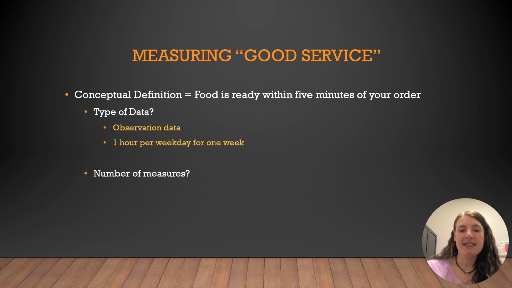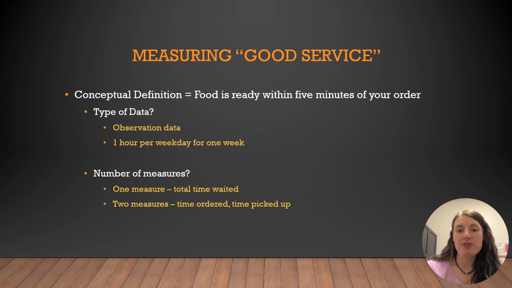The next thing I need to decide is whether I will need multiple measures or if I can measure my conceptual definition with a single measure. Consider these 2 ideas. On one hand, I can start a timer every time a customer orders and then stop the timer when they pick up their food. Anything over 5 minutes would count against good service. On the other hand, though, this may get confusing because what happens if a customer orders immediately after another? I would need multiple stopwatches and that could get confusing.